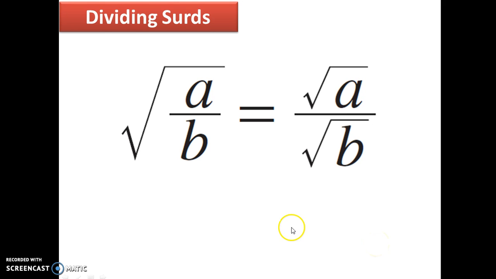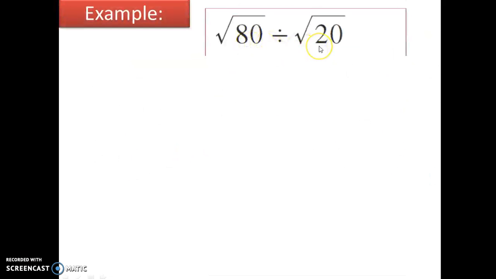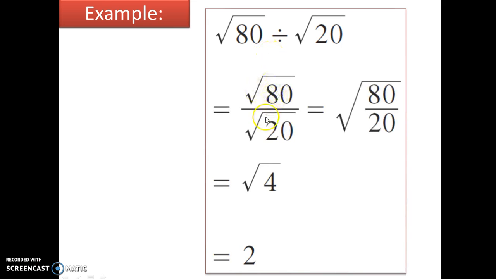The rule for dividing surds is if you have a fraction under one radical, or one surd, you can break it up into two separate radicals with that fraction. So an example of that is this. Here we can combine those into one. Root of 80 over root of 20 can combine into one root of 80 over 20. 80 divided by 20 is 4, and the root of 4 is 2.